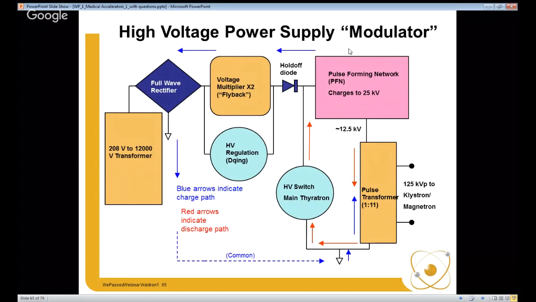The charge path is shown here. We're charging through the blue lines, okay? And the discharge path is these red lines. The discharge portion is the same on most medical LINACs. We charge the PFN up to some voltage, and then we discharge it by turning on a thyratron, which is a high voltage switch. It's a gas-filled tube. The gas ionizes, it conducts. The charging method varies from manufacturer to manufacturer, so in the name of time, I'm going to leave it alone.